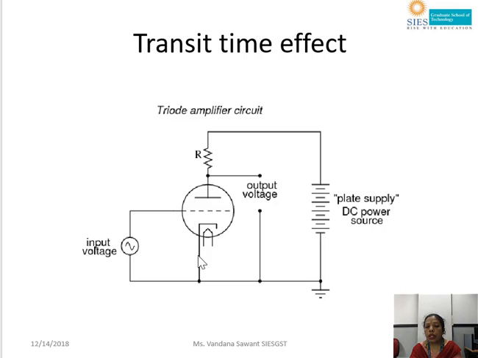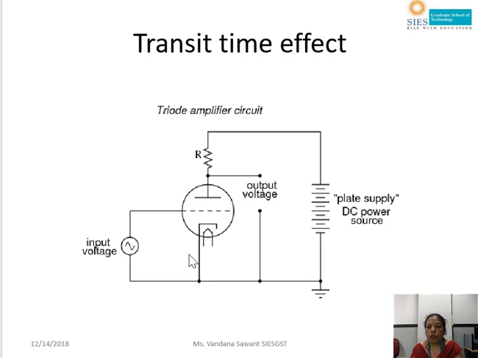Transit time means the time required for an electron to move from the cathode to the grid. That time is called the transit time. So if that transit time is quite large compared to the time of the AC signal which is present on this grid, what happens? That we will see.